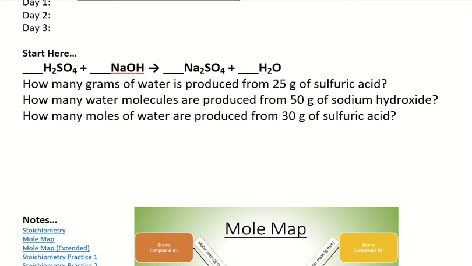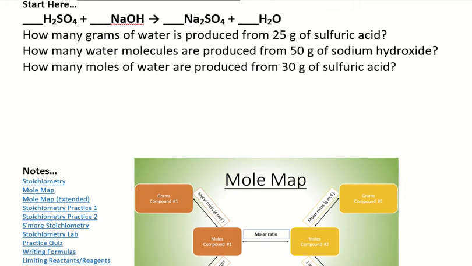All right. So, again, easing our way into stoichiometry. I give you 3 different routes here on your molar map. So, first off, you have to figure out what are you starting with, what are you going to.